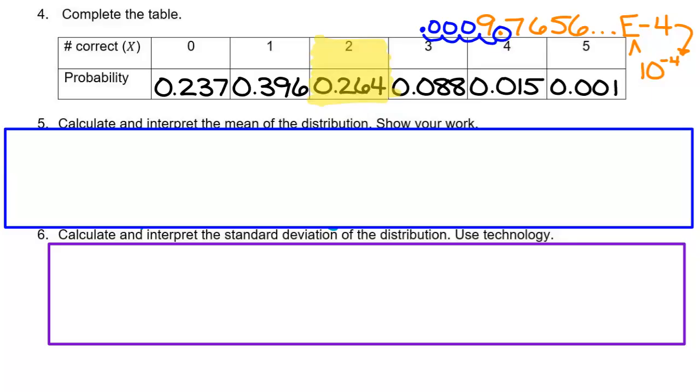Do you guys remember how to calculate the mean using a table? How to calculate the standard deviation using a table? All right. How can I calculate the mean without using the table? What kind of work would I need to show for this? Yep. Multiply the number correct by the probability, and then what do I do with all of those products? Add them together. Either use the table or multiply the number correct by the probability and add them all together to get the mean. I want you to do standard deviation too.